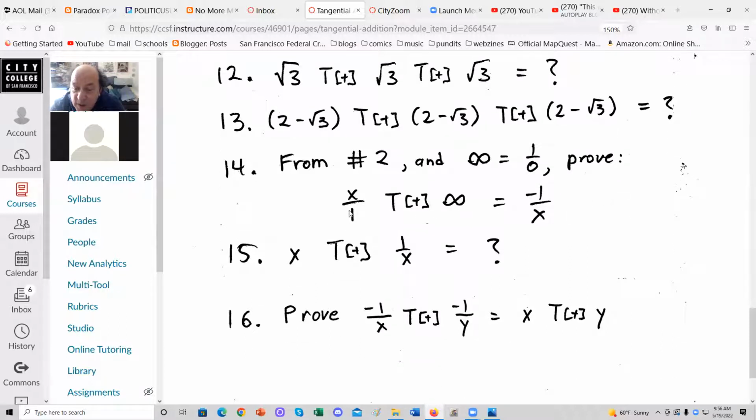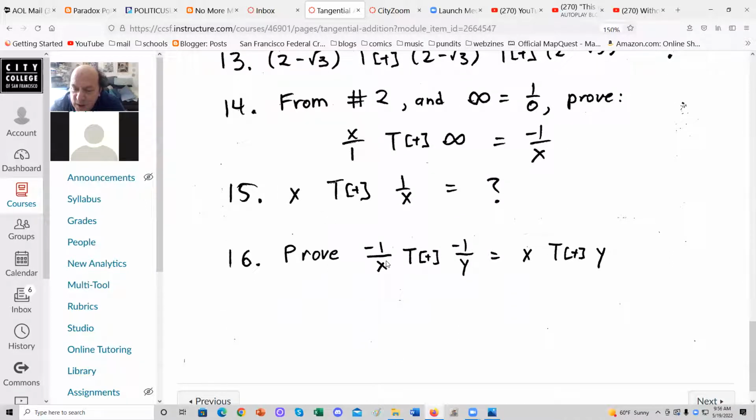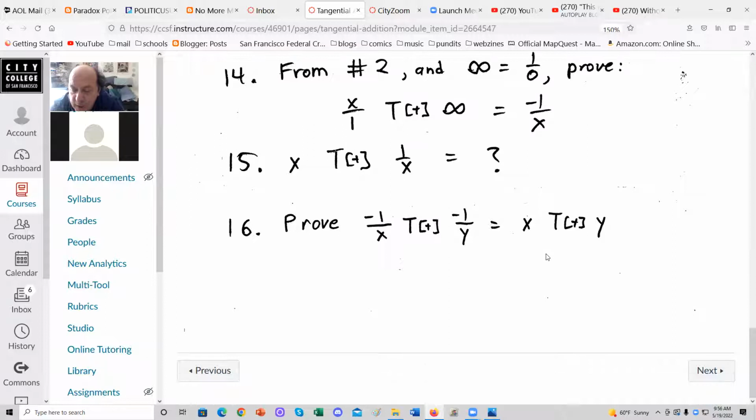Here are a couple others. x t-plus infinity is negative 1 over x. What is x t-plus 1 over x? Prove that negative 1 over x t-plus negative 1 over y equals x t-plus y. And that should do for now.